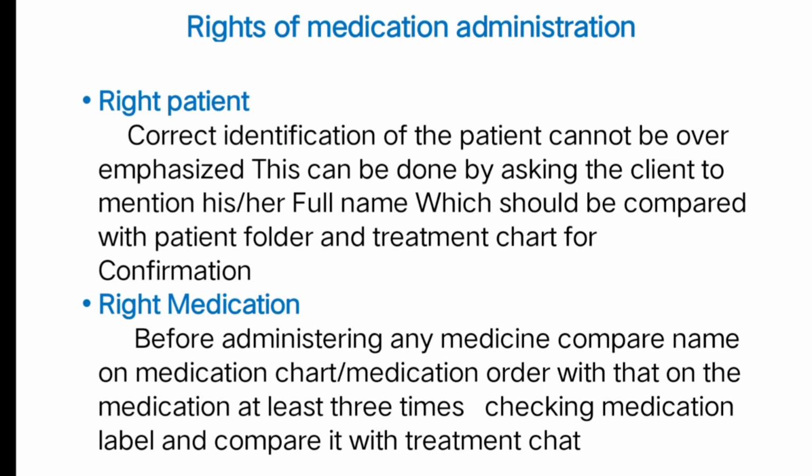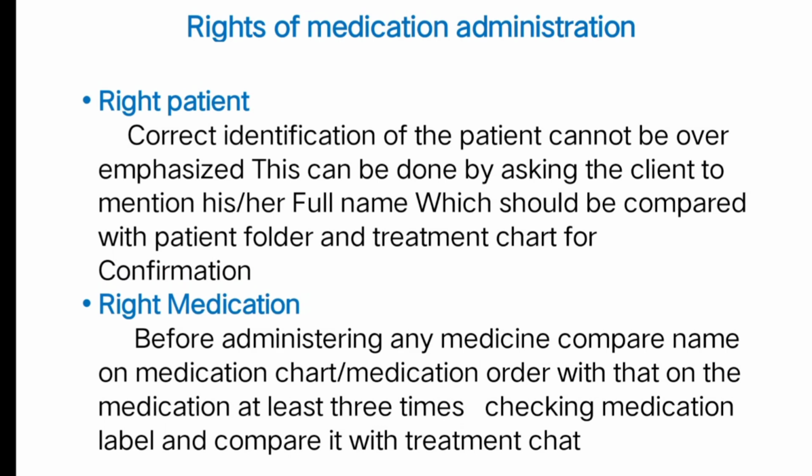First is right patient. The correct identification of the patient cannot be overemphasized. This can be done by asking the client to mention his or her name. For example, I am going into the ward to administer the medications. I will ask the patient, what is your name? Then I will counter check it with their inpatient files. Then I will know, okay, this is the confirmation, and as per the prescription the right patient has been approached.